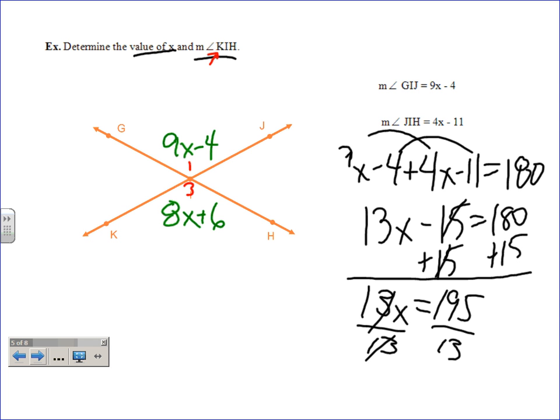All right. So you see how it's very similar to a lot of the stuff we've done through this chapter. You just have to figure out, do I know the total? Are they the same? What's the deal? All right. Any questions?